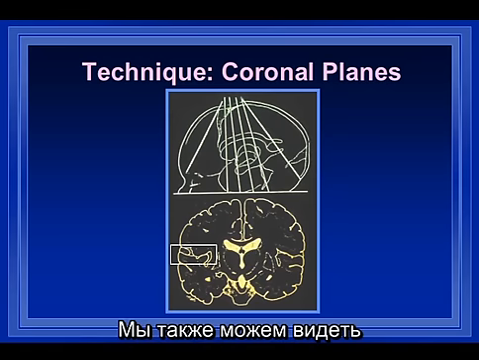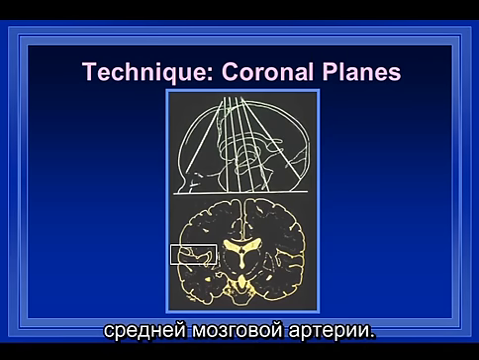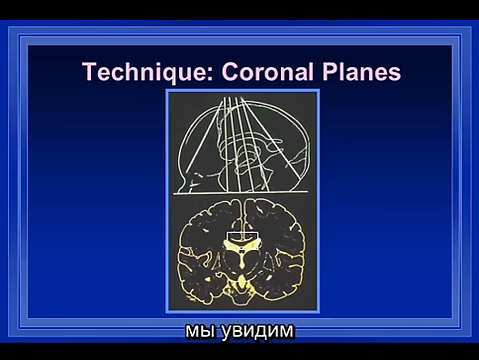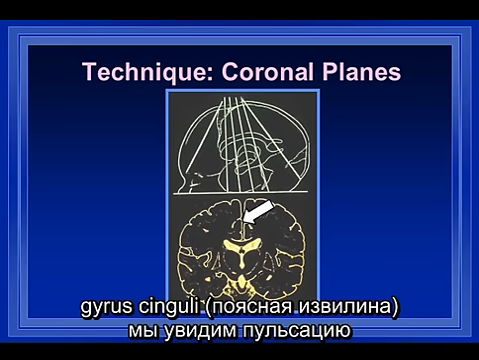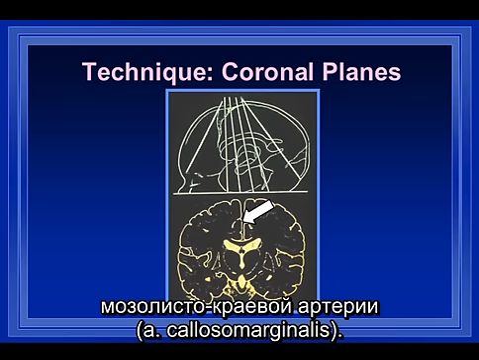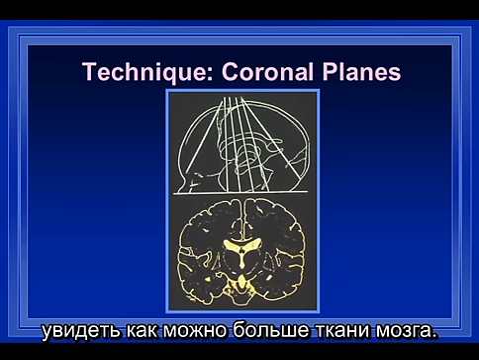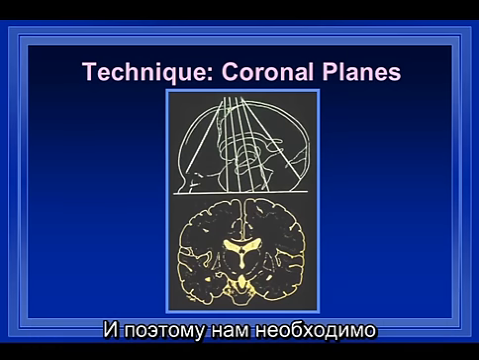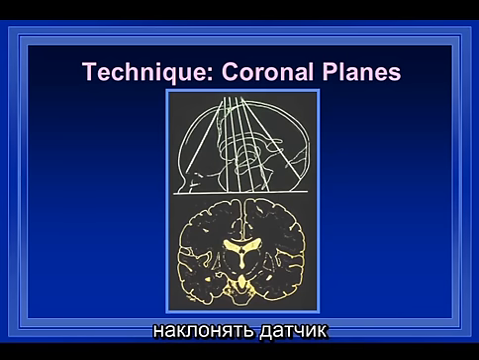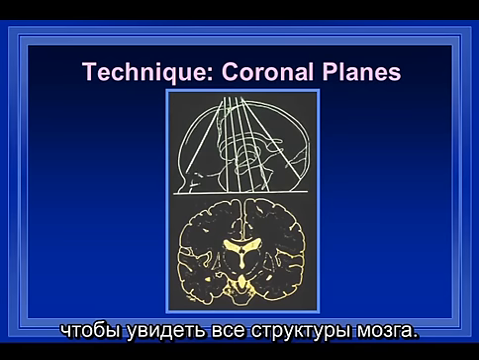We also notice the Sylvian fissure. In the region of the Sylvian fissure, we will visualize the pulsations of the middle cerebral artery. Just above the corpus callosum, we will see the pericallosal artery, and within the cingulate gyrus, we'll see the pulsations of the callosomarginal artery. The goal of the sonogram is to image as much of the brain as we need to have a complete evaluation, which implies that we will at times be obliquing the transducer to the right and to the left to see over the convexities of the brain.